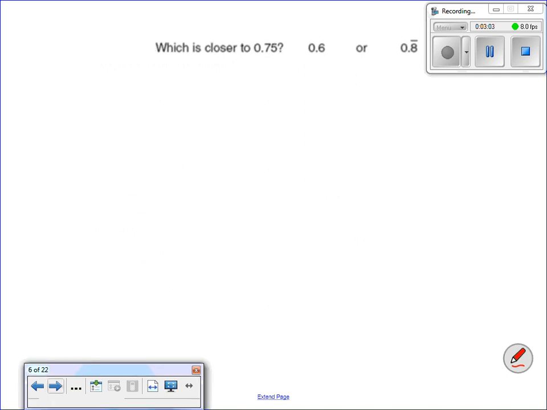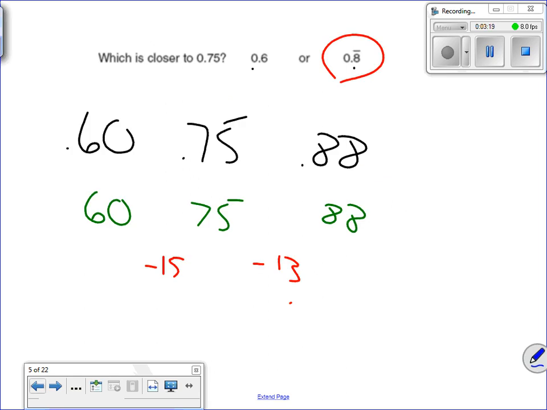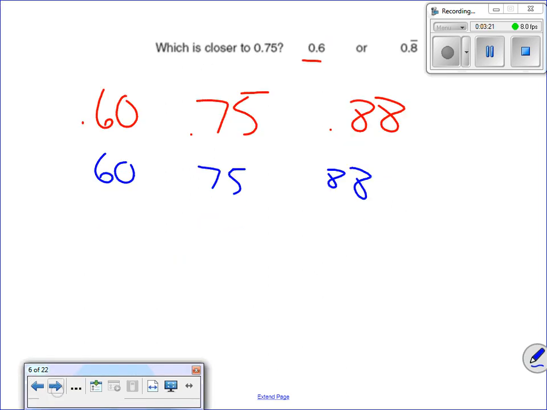Which is closer to 0.75? You kind of see the pattern of this now, kids? Right here we have 0.60, 0.88. I'm going to read this as 60, 75, 88. I feel like I just did this problem. I did. We'll keep going.